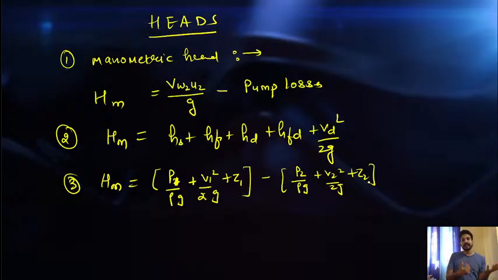Actually at the back end it is in terms of energy. Okay. So U2 square over g is my ideal head. This is the actual head. What is it now? This is the head which is applied by the impeller on the fluid.